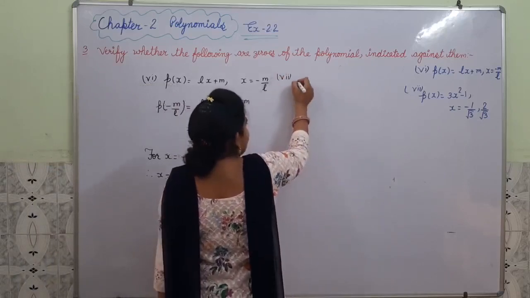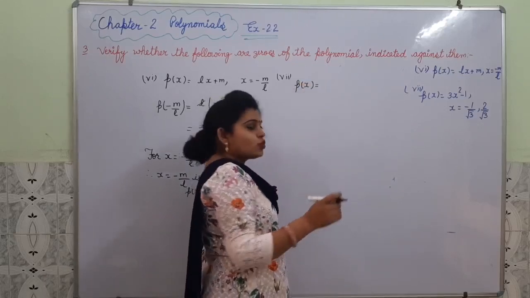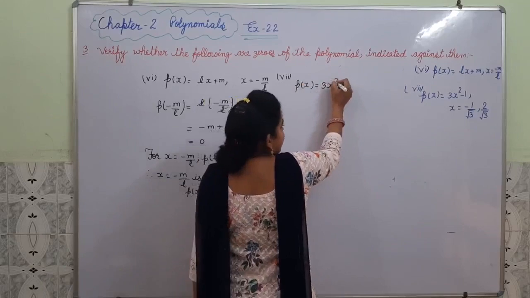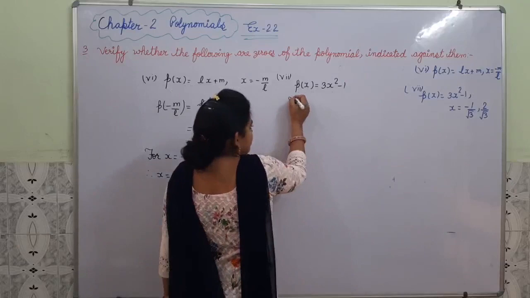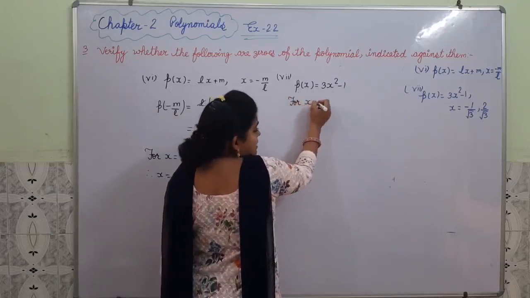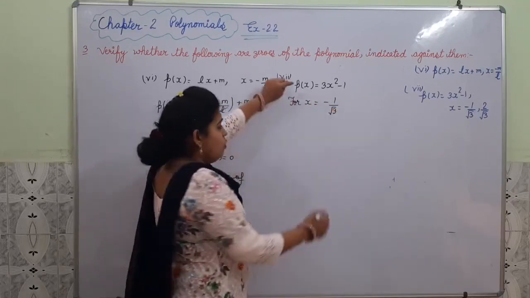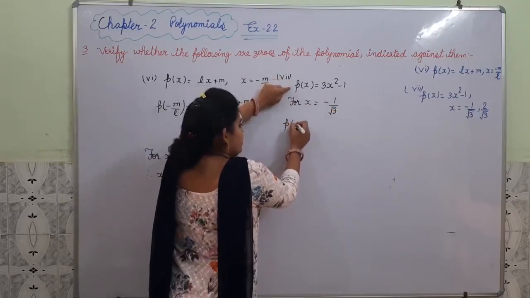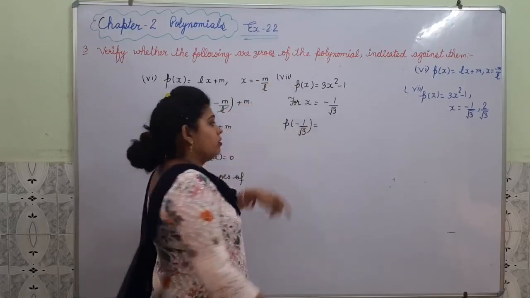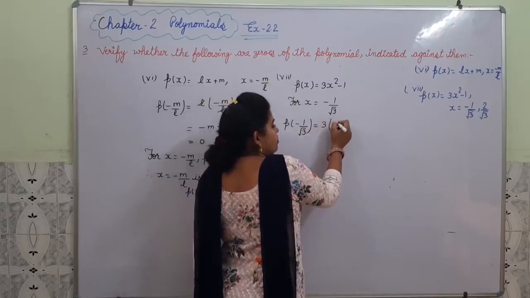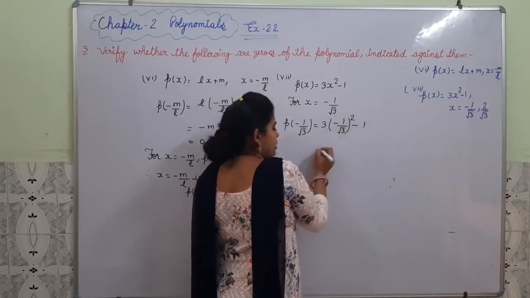In seventh part, P of x is equal to 3x square minus 1, and what we have to do? We have to check for two values. Firstly, we will check for x is equal to minus 1 by root 3. Yes, now we will replace x by minus 1 by root 3, and it will be equal to 3 into minus 1 by root 3 square minus 1.